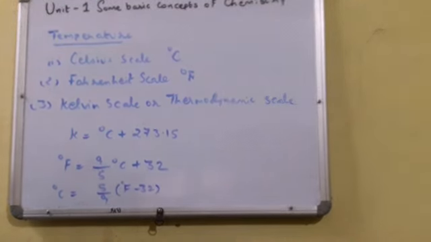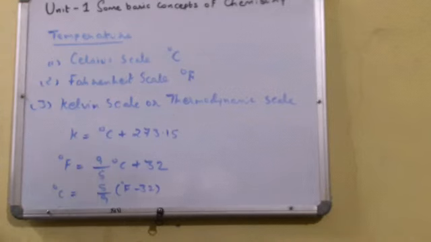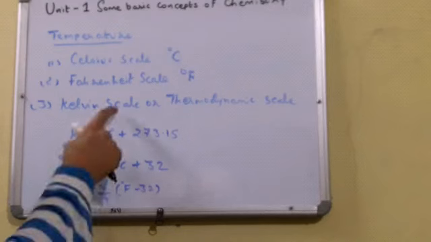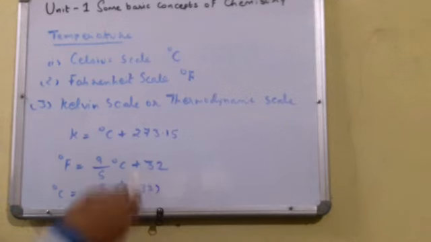Now students, see the next topic, that is temperature. There are different scales to measure temperature. First is the Celsius scale, second is the Fahrenheit scale, and third is the Kelvin scale. The Kelvin scale is also known as the thermodynamic scale. The SI unit of temperature is Kelvin. Now we can convert one scale into another by using these formulas.